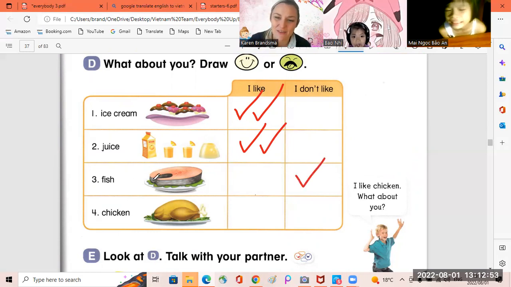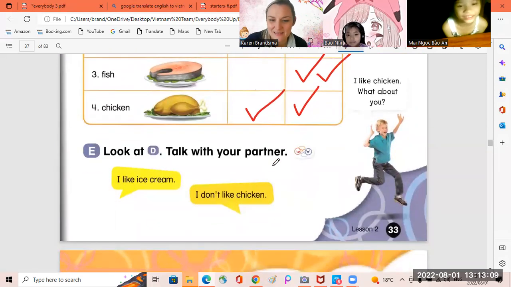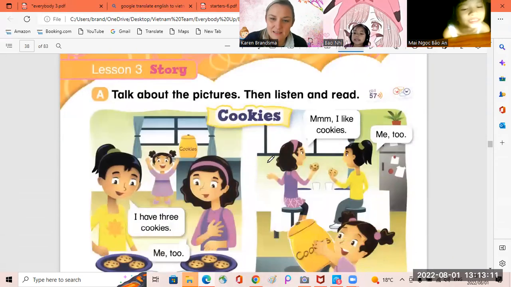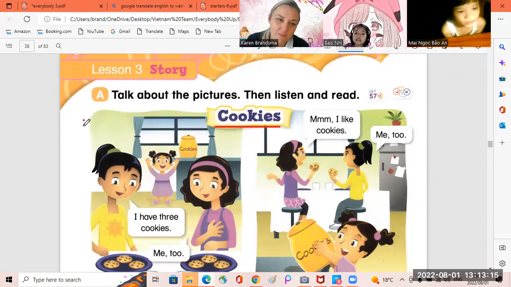Nee, do you like fish? I don't like fish. Bao An, do you like chicken? I don't like chicken. Nee, do you like chicken? I like chicken. Okay, very good. Let's see. Cookies. We have picture one, picture two.